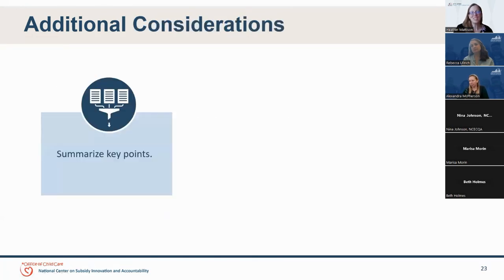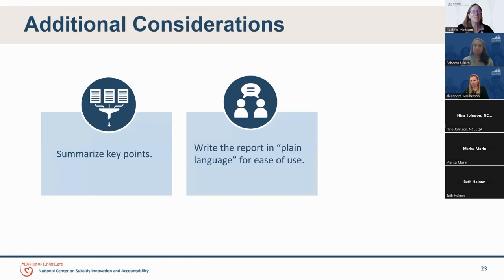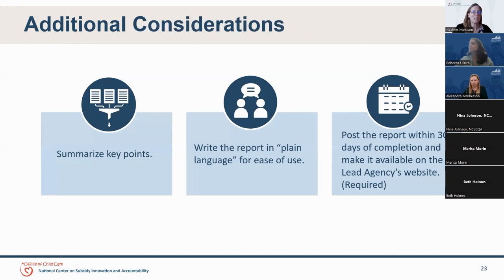And then some additional considerations are: consider summarizing your key points. Make sure you have them right up front for people to use. I heard this from Rebecca and Alex: write it in layman's terms, use plain language for ease of use for your partners, providers, and policymakers. And a requirement is posting the report within 30 days of completion and making it available on the lead agency's website.